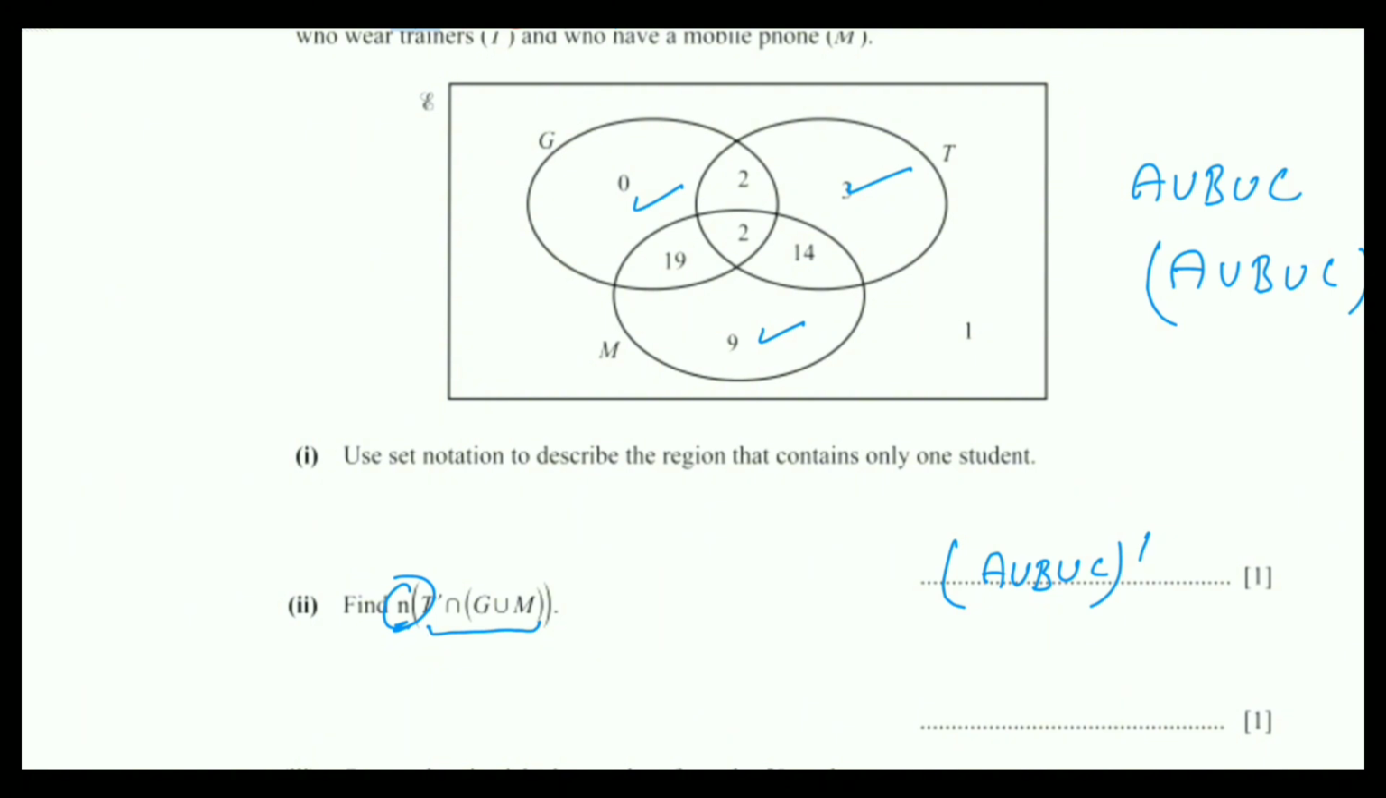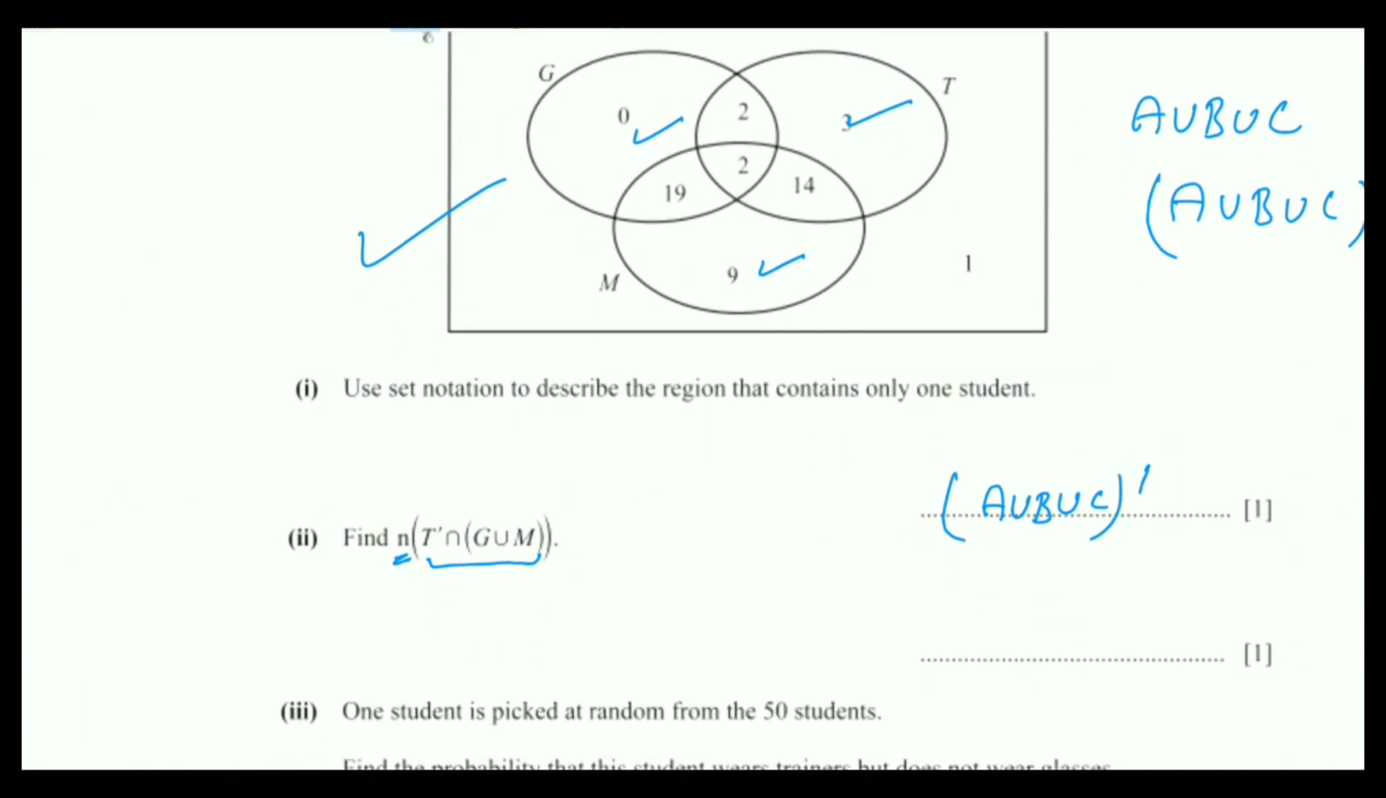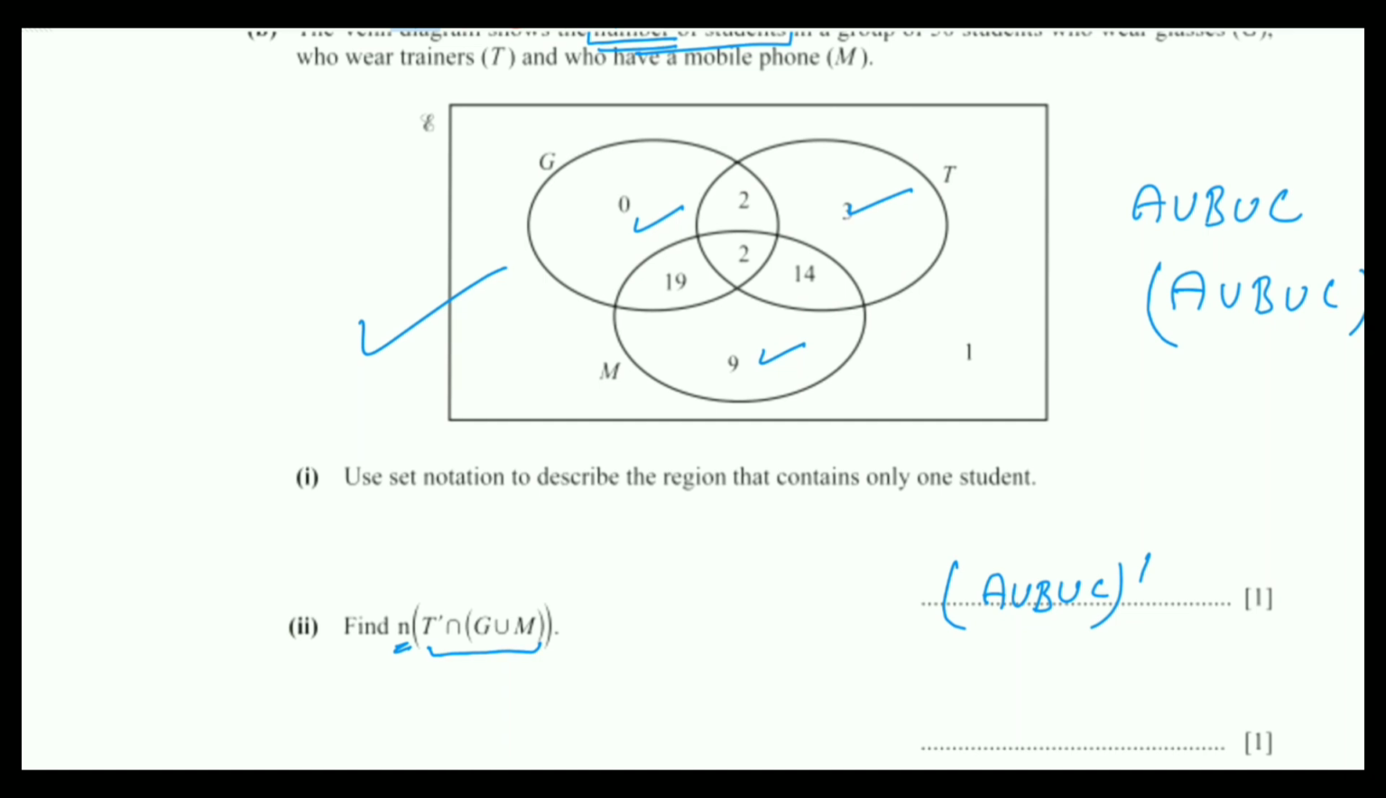But if the numbers are already mentioned in the Venn diagram, like in this question, because you can see here the number of students are mentioned, it means when they're asking to write n, you have to add the required numbers. Let me tell you, in this question you have to find T complement intersection G union M. What is T complement? T complement is not T.